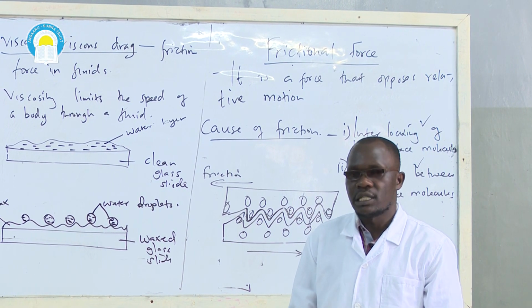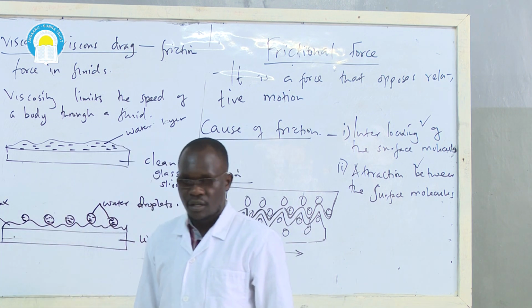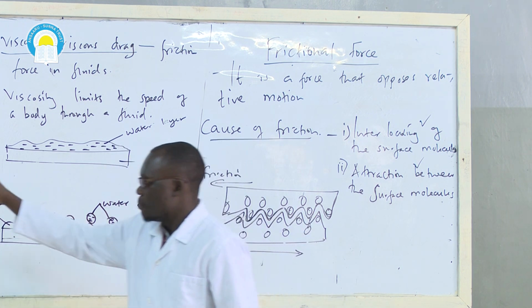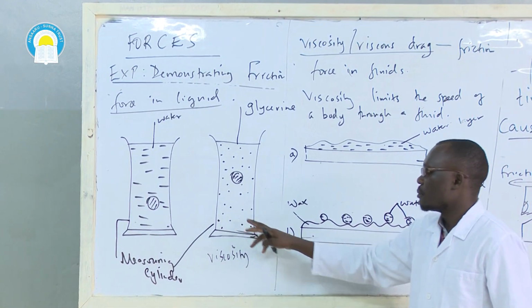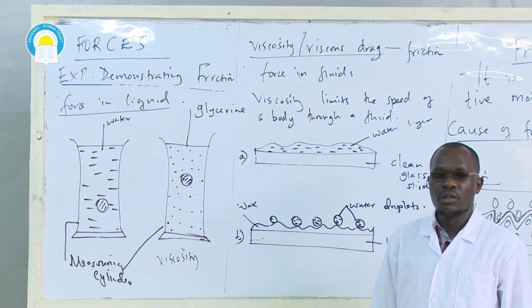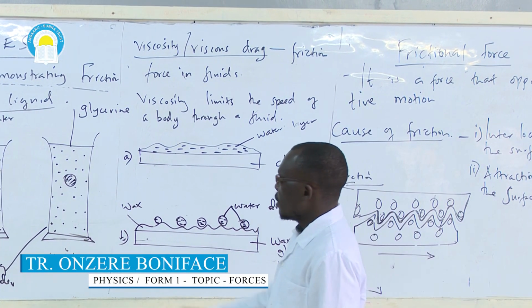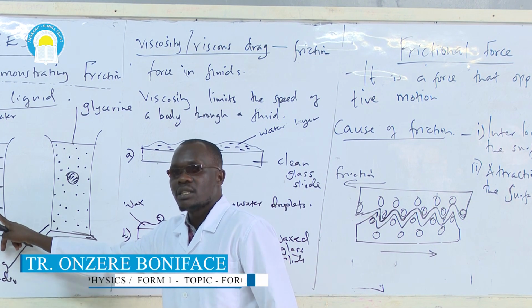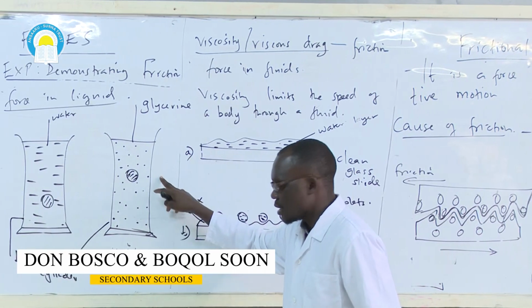Then you're told, state which ball reaches the bottom first. We said the ball bearing in the water reaches the bottom end faster than the ball bearing in glycerin. Then you're told, explain your observation. You'll say, the ball bearing in water experiences less viscosity compared to the ball bearing in glycerin.